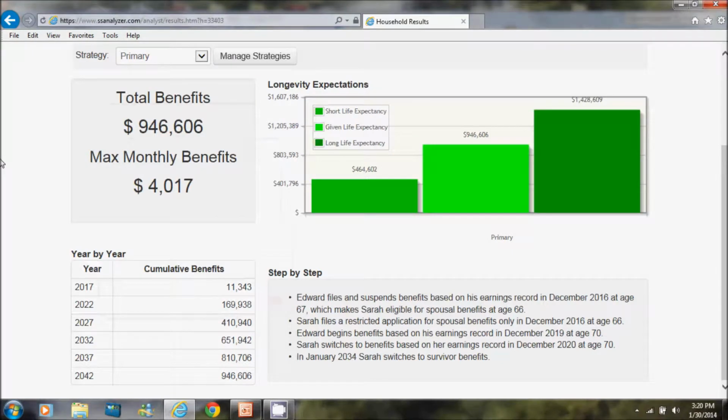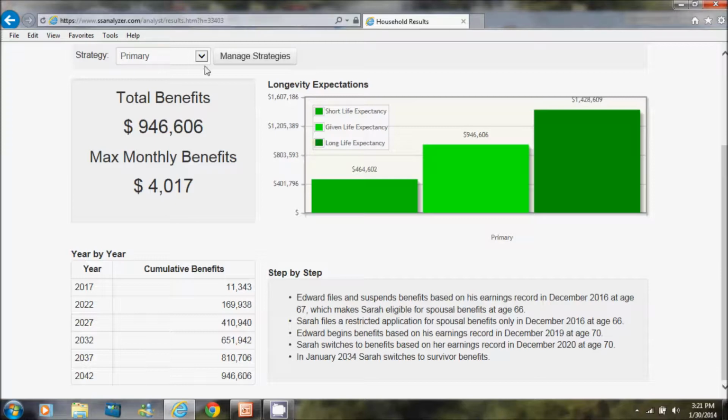Okay, we're back in the software demonstration. I've entered all the numbers for this couple, and I run the recommended strategy. This one calls for Edward to file and suspend benefits based on his earnings record at age 66, which makes Sarah eligible for spousal benefits at 66. At that time, Sarah files a restricted application for spousal benefit. Edward begins benefits based on his earnings record at age 70. Then Sarah switches to benefit based on her earnings record at age 70. And in 2034, she switches to survivor benefits. If they follow this strategy, they should be able to get $946,000 based on their life expectancy.